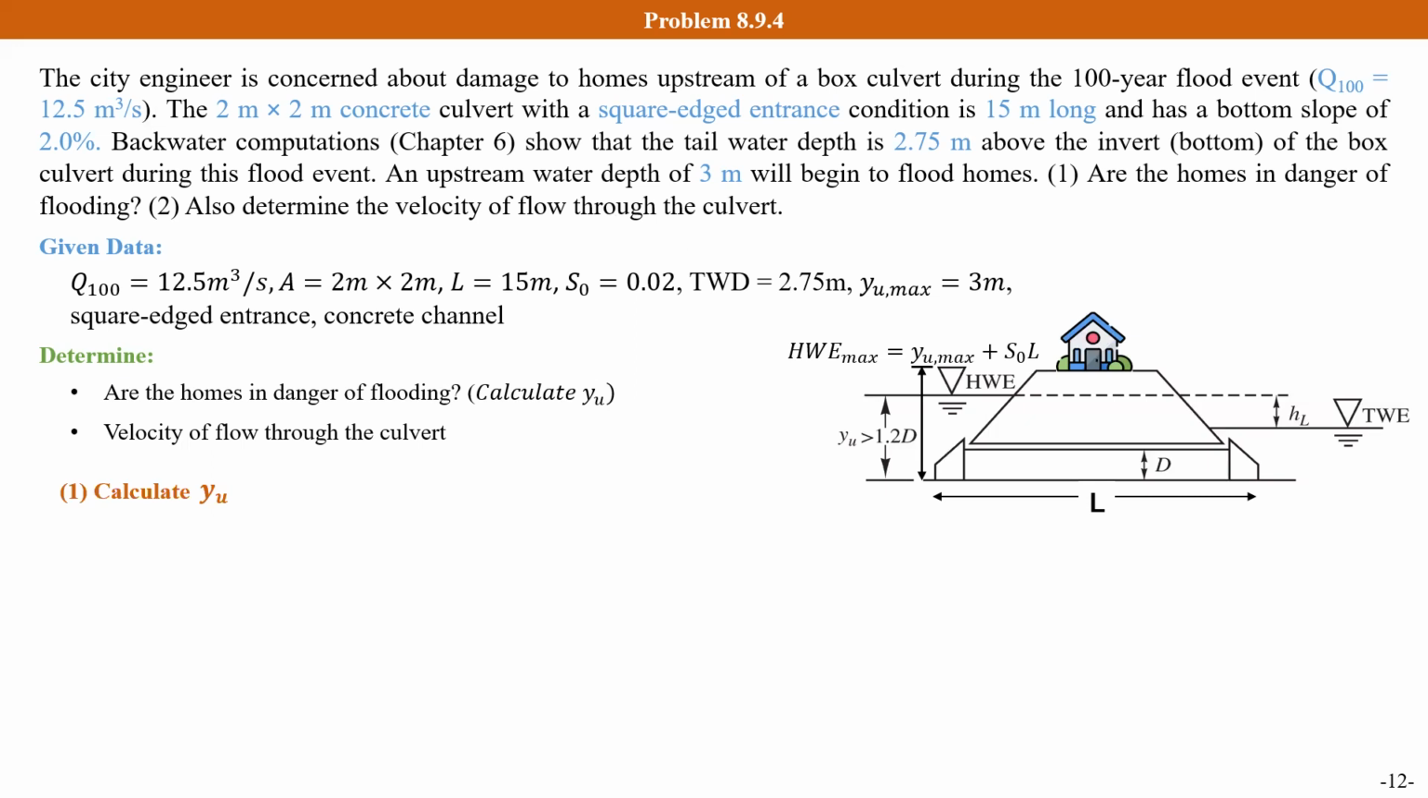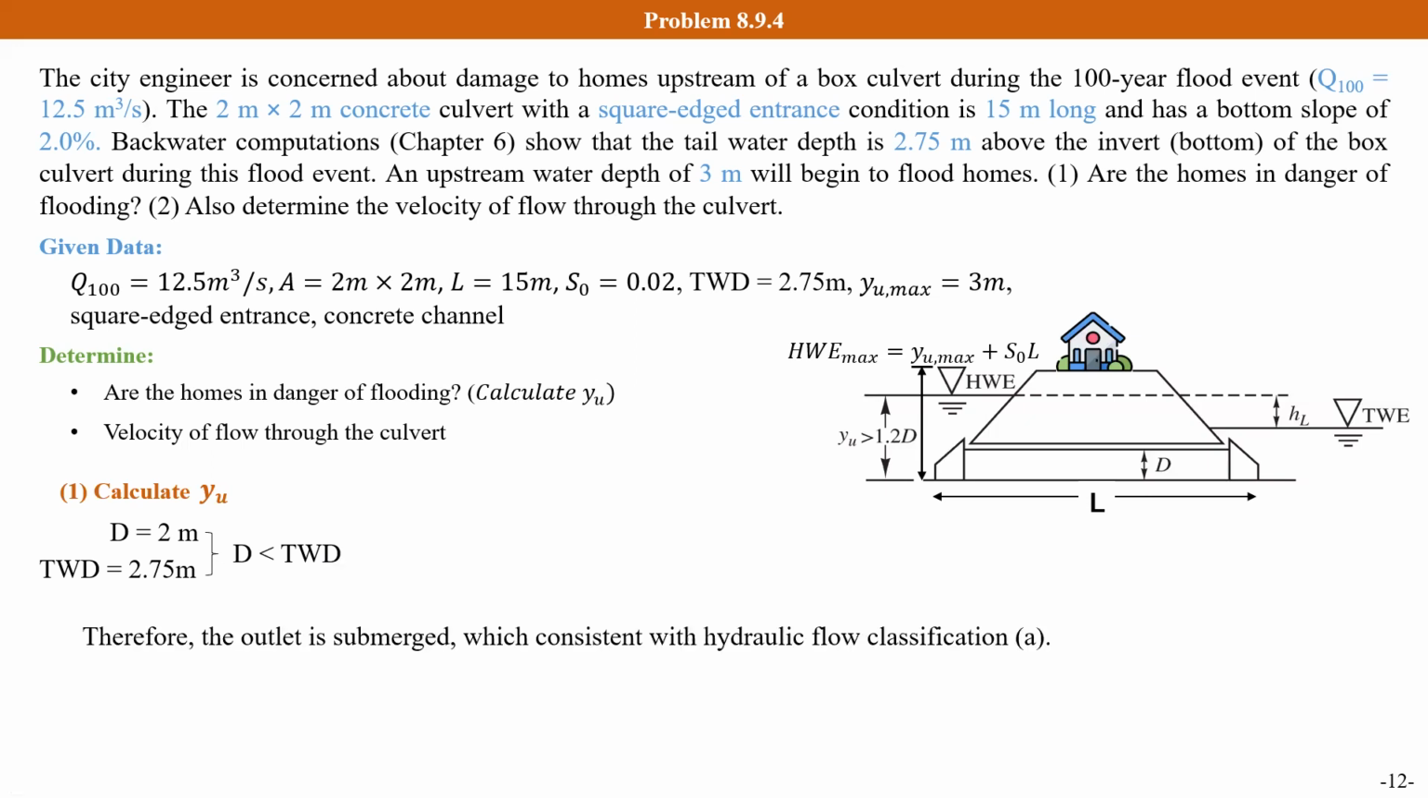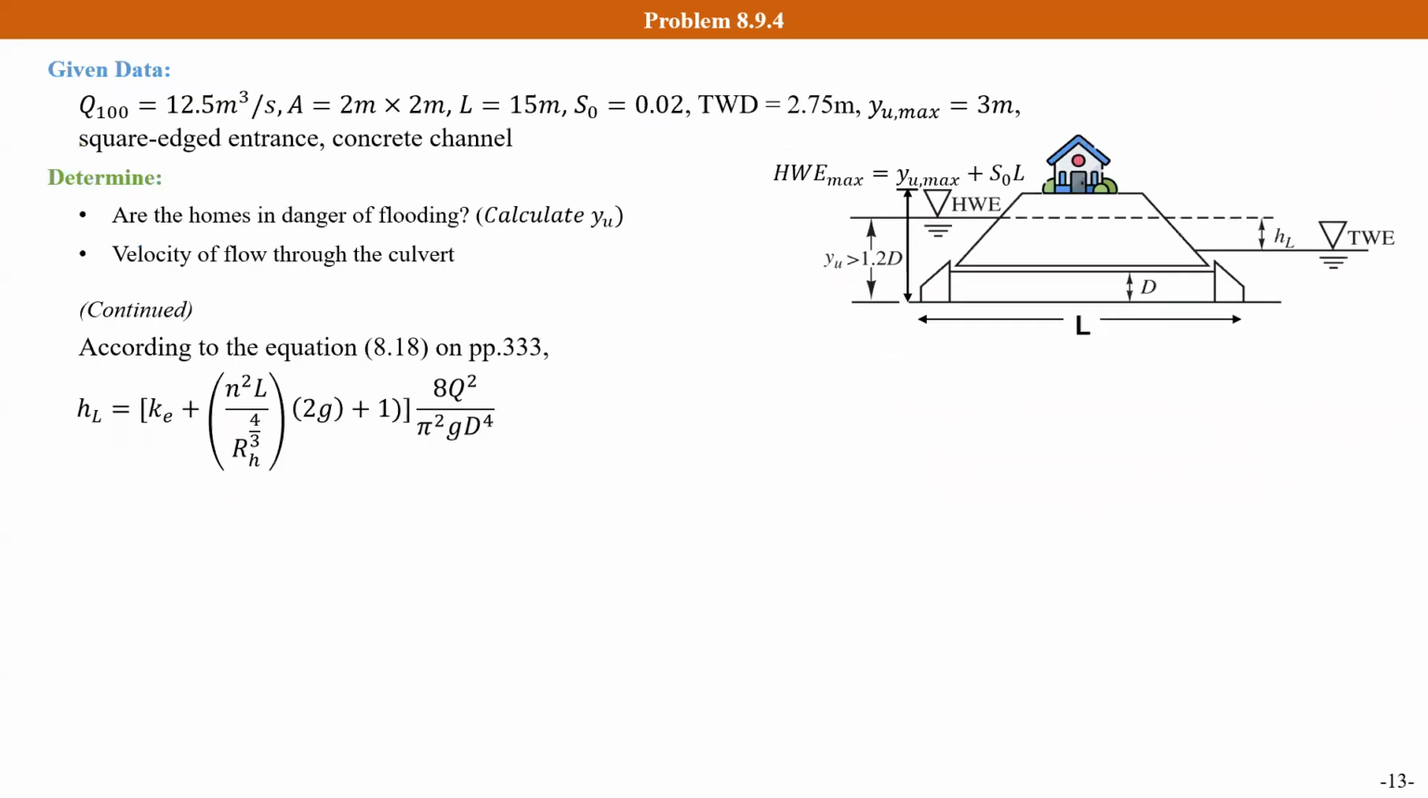To do that, first we need to determine which category this scenario belongs to. Because we know the diameter is lower than the tailwater elevation, the outlet is submerged. So this scenario belongs to category A. And based on the equation provided for category A, we can calculate the head loss.